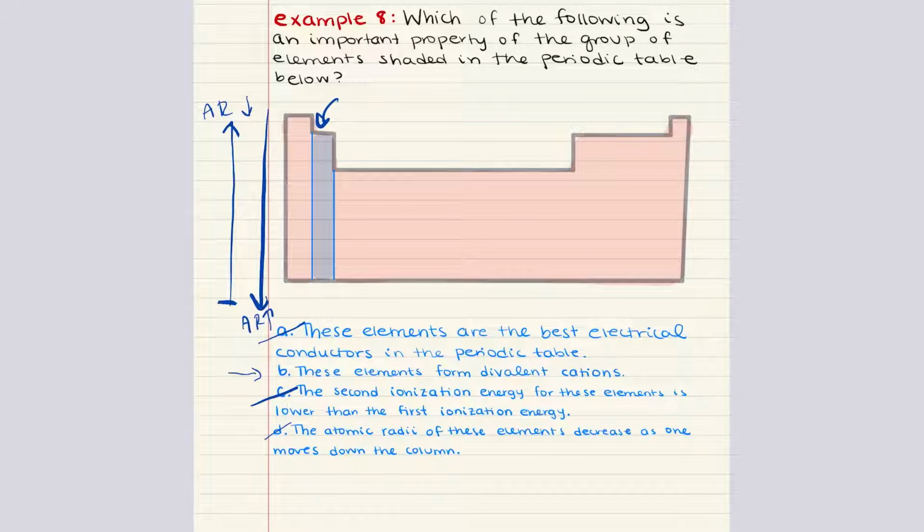The only correct answer here is going to be answer choice B. These elements form divalent cations, and this property accurately describes the behavior of the alkaline earth metals in group 2 because they typically lose 2 electrons to form cations with a +2 charge.